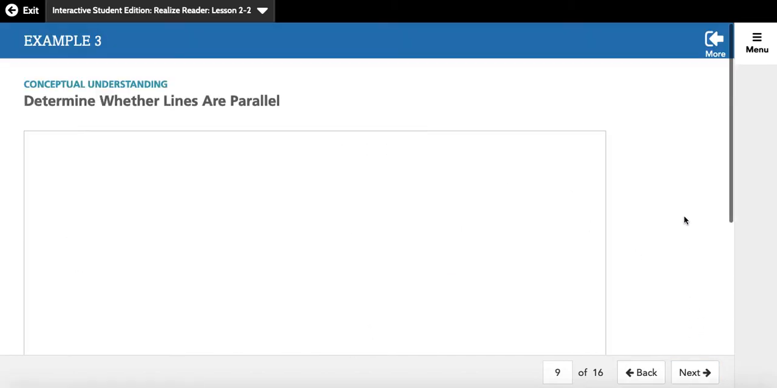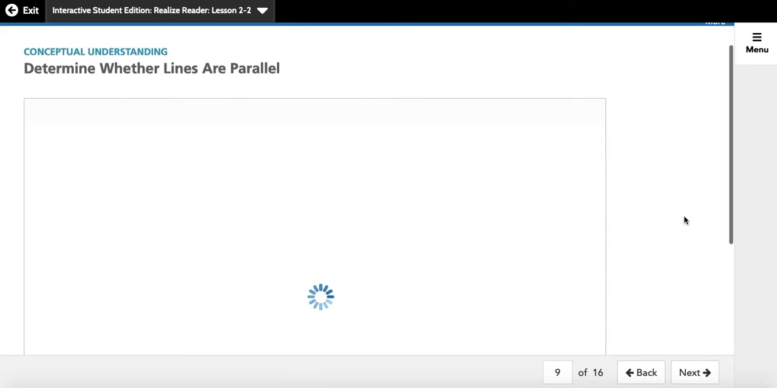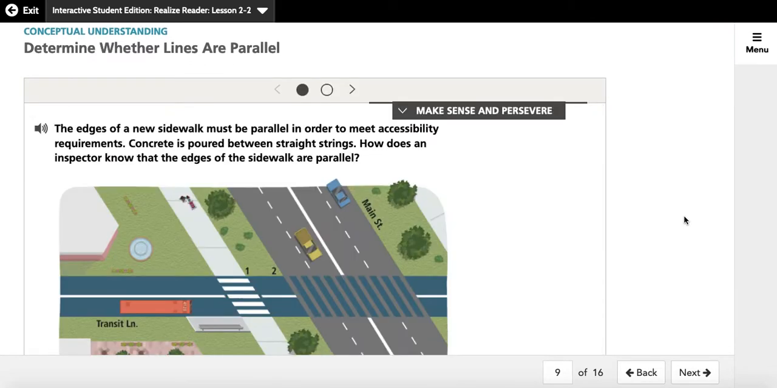Moving on, how do they want us to apply this? The edges of a new sidewalk must be parallel. This is the sidewalk, the left side edge and the right side edge. They need to be parallel in order to meet accessibility requirements. Concrete is poured between straight strings. How does an inspector know that the edges of the sidewalk are parallel?